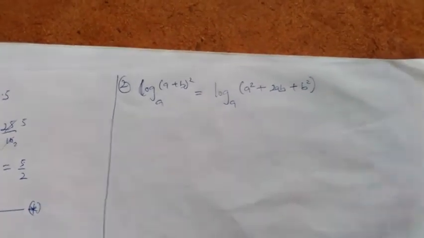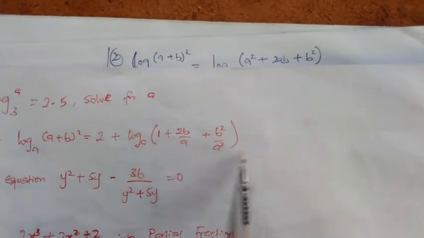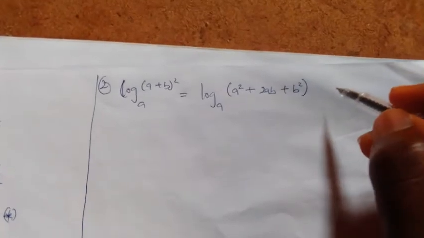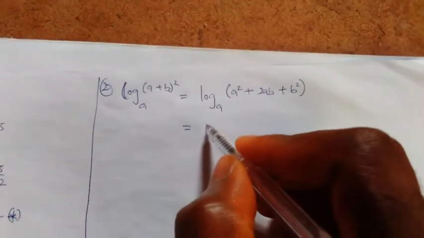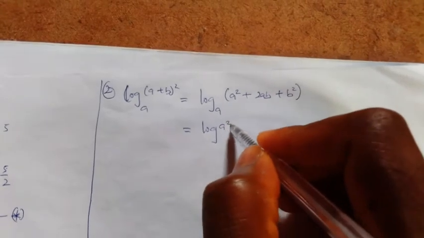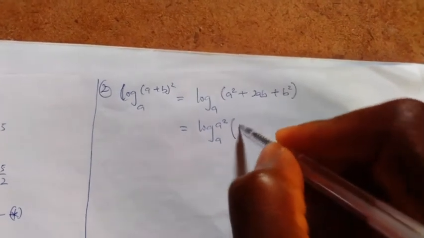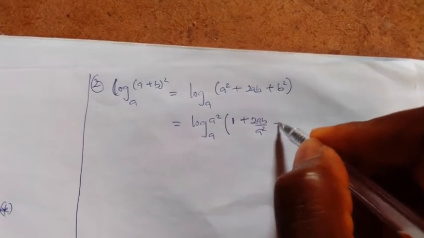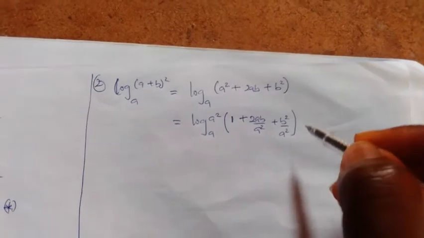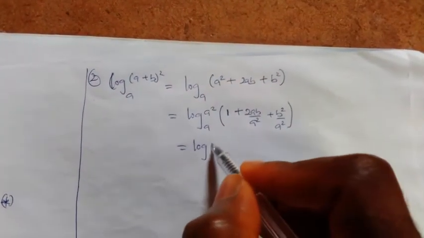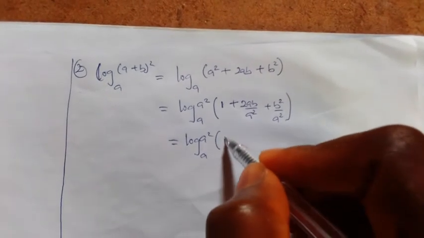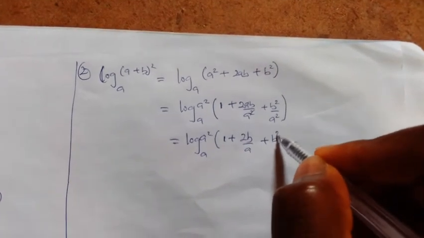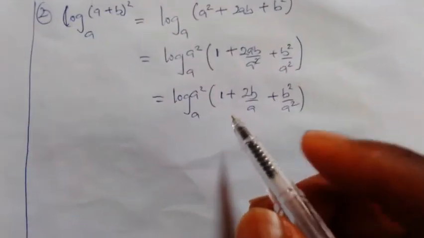Now in this case, I'm working towards my answer. I have over a squared here. It means that I will first divide all through by a squared while bringing a squared out. Log a squared comes out, base a, into what remains: 1 plus 2ab over a squared plus b squared over a squared. Now from there, this becomes log a squared base a into 1 plus, a cancels 1a here, 2b over a plus b squared over a squared.